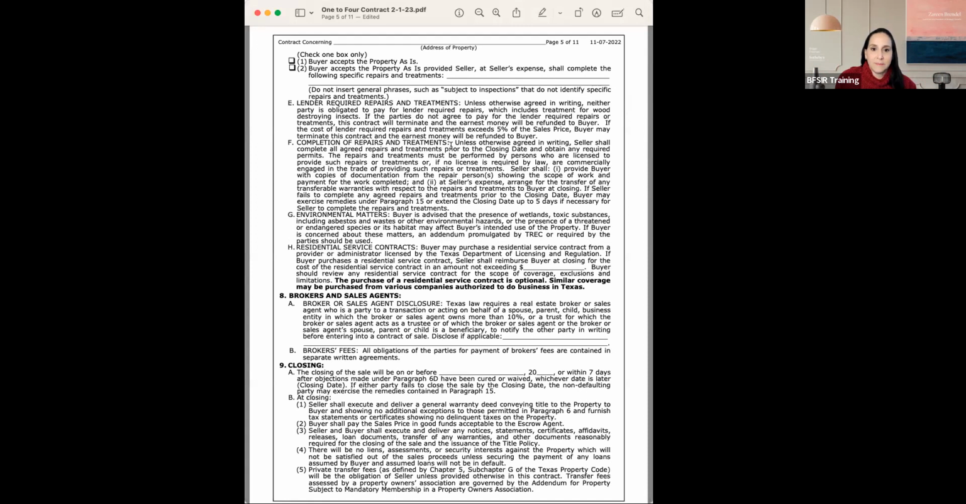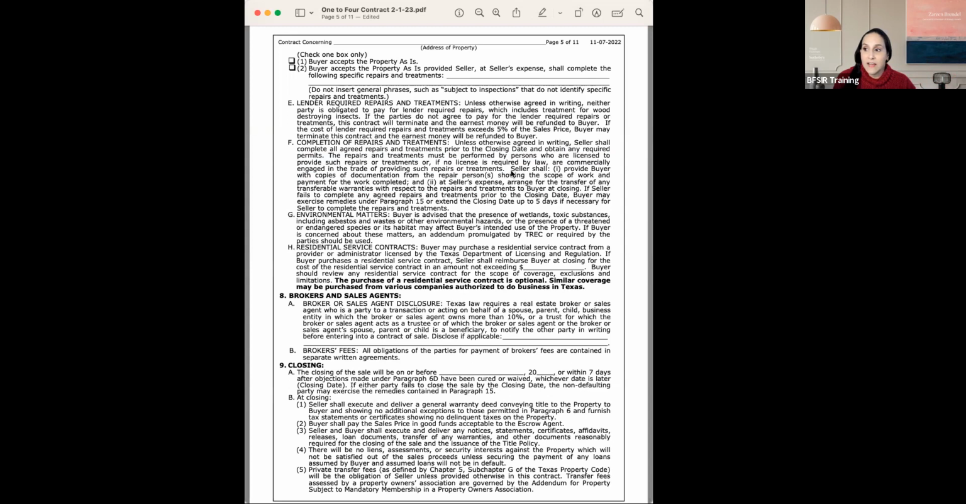Okay, so paragraph F is a paragraph where some changes have been made. And I think you guys are going to like this one. This is the new sentence. It's a modified sentence, but basically it's saying, seller will complete all agreed repairs prior to closing. They'll get any permits. That's new. So if a permit is required to complete that repair, they will get it. And they must be performed by people who are licensed. That's not new. Or if no license is required, people who are commercially engaged in the trade of providing such repairs. I always use the example of a sprinkler. You don't need a license to repair sprinklers, but the seller can't say, well, I'm super handy and I fix the sprinkler all the time. They have to hire a sprinkler company.